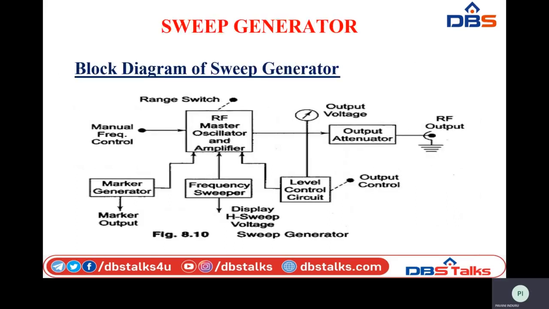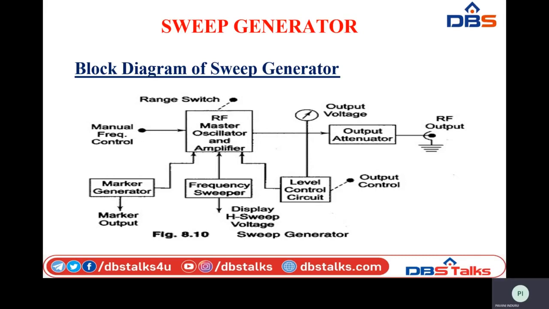And we are going to discuss the sweep generator, which is capable of providing us a sinusoidal output waveform. This is the block diagram of the sweep generator. It is helpful to drive the CRO horizontal amplifier, which is connected to the horizontal deflection plates. That is why it is necessary to discuss the sweep generator. The sweep generator consists of one master radio frequency oscillator along with an amplifier, a marker generator, a frequency sweeper, and a level control circuit. It has one output, which gives us a sinusoidal signal.